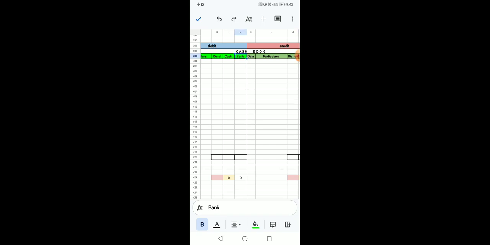So cash debit side will show how much cash you have received. Cash credit side will show how much cash you have paid. The difference would be cash in hand. Hopefully you have understood. Second step is, you will see how much amount is present in your bank column.